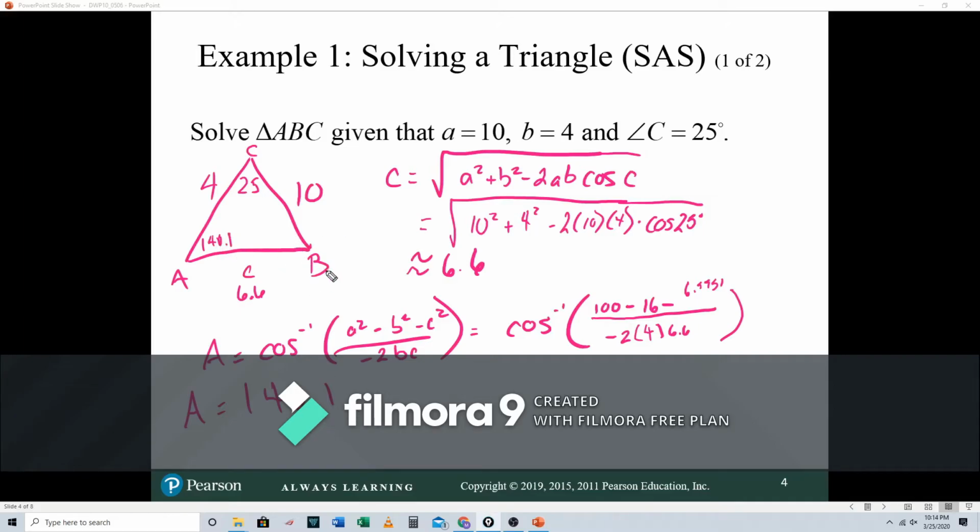So I'm not going to do law of cosines for B. I'm just going to say B is equal to 180 minus the sum of 140.1 and 25. That's 180 minus 165.1, which is 14.9. All right, and that's how we use law of cosines.